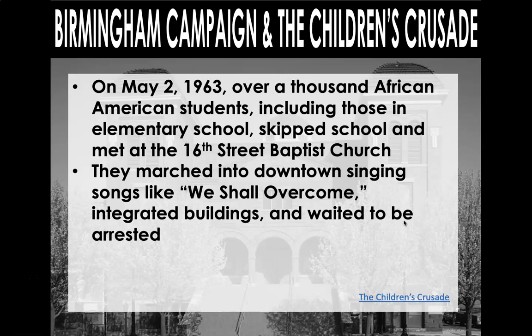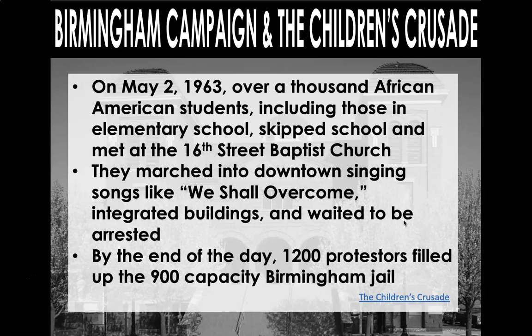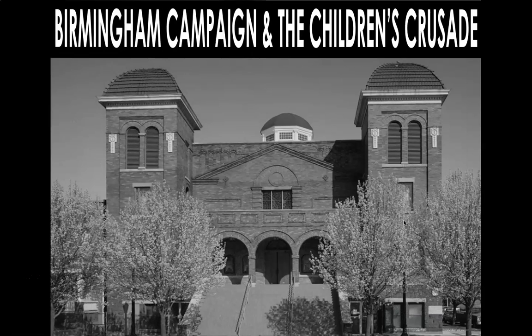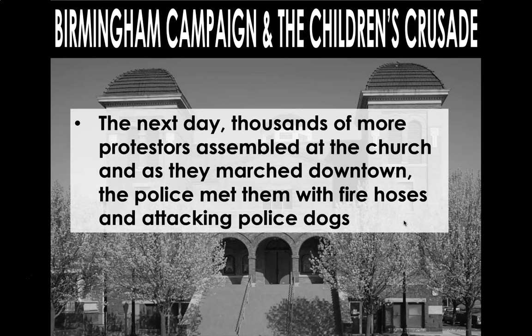The media is going to cover it, and they're going to say, that's not okay. And then they're going to look at the South and they're going to say, what are you doing down there? And that is how these protests are effective. By the end of the day, 1,200 protesters filled up the 900 capacity Birmingham jail. The next day, thousands of more protesters assembled at the church, and they marched downtown. Now, this is where, right after the Children's Crusade, this is where the most notable pictures, the most notable memories from this protest happen. The police meet these children and families with fire hoses and police dogs.